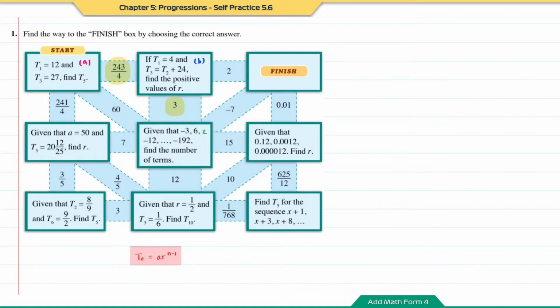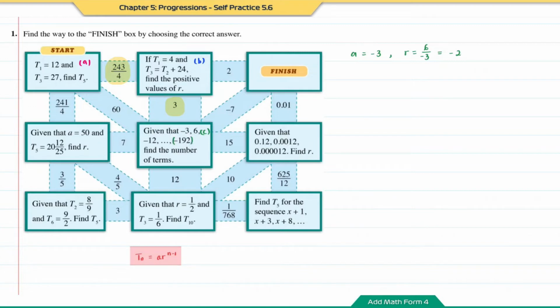So the next question here, we're going to label this as C. Given that negative 3, 6, negative 12, and so on until negative 192, find the number of terms. So for this geometric progression, the first term, which is the A, is equal to negative 3. And for the common ratio, we're going to use the second term, which is the 6, divided by the first term, which is the negative 3. So the answer for the common ratio R is equal to negative 2.